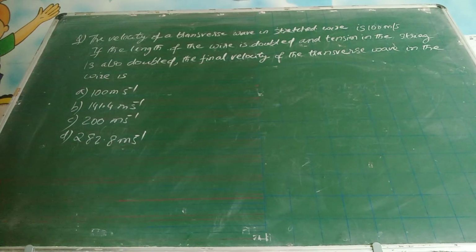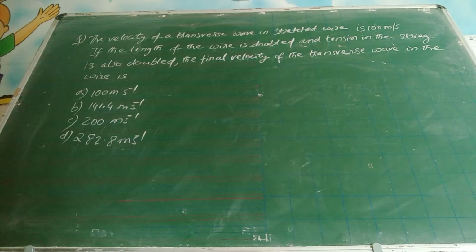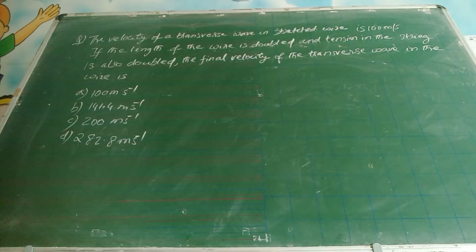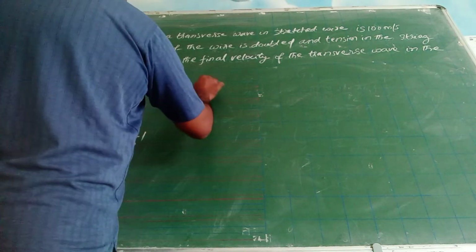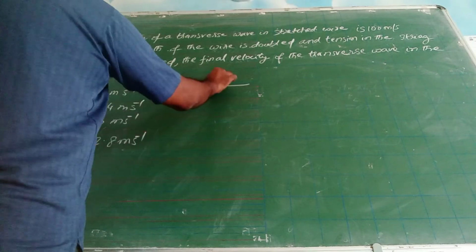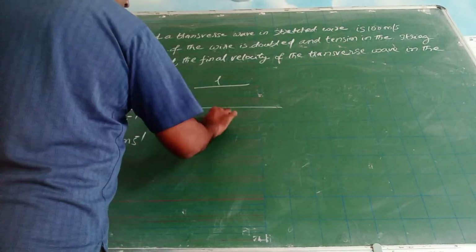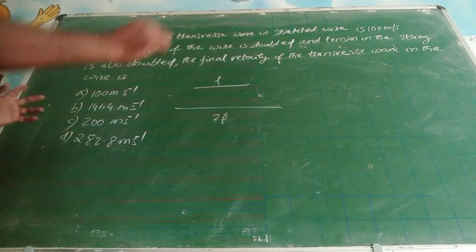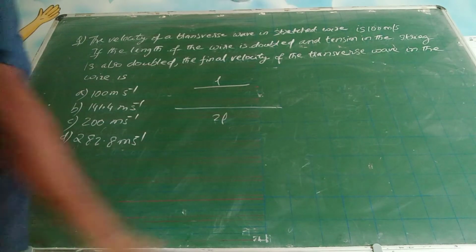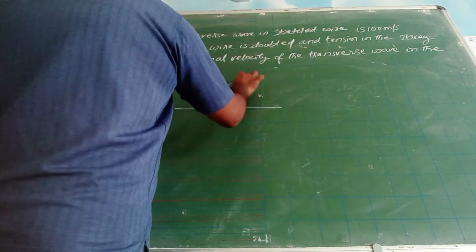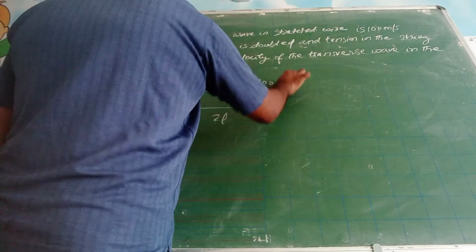Second question. The velocity of a transverse wave in a stretched wire is 100 meters per second. If the length of the wire is doubled and tension in the string is also doubled, the final velocity of the transverse wave in the wire is. So it is like this. You have a wire of some length L and now it has been doubled. Wire length got increased. So initially in this wire, the transverse wave you had is 100 meters per second.